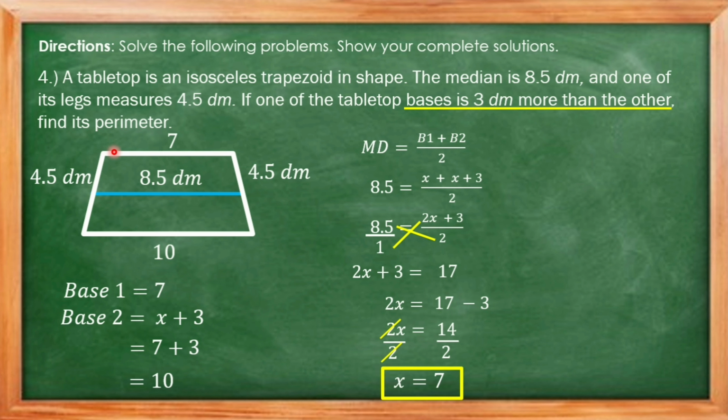To find the perimeter, i-add lang natin lahat ng measurement ng side ng trapezoid nito. Okay, so we have perimeter 7 plus 10 plus 4.5 plus 4.5 is equals to 26 decimeter. Okay, so yan yung perimeter ng number 4.